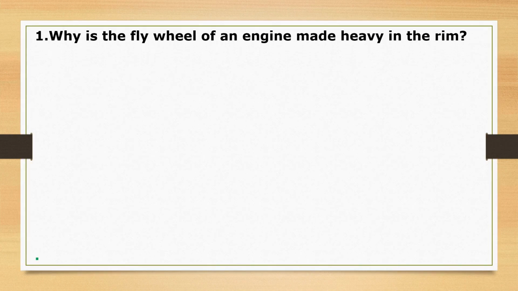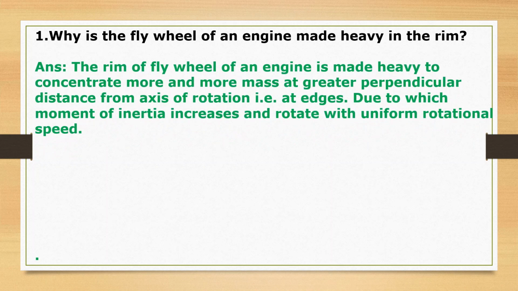Question number 1 is, why is the flywheel of an engine made heavy in the rim? So the answer is, the rim of the flywheel of an engine is made heavy to concentrate more and more mass at greater perpendicular distance from the axis of rotation, that is at the edges, due to which the moment of inertia increases and it rotates with uniform rotational speed.